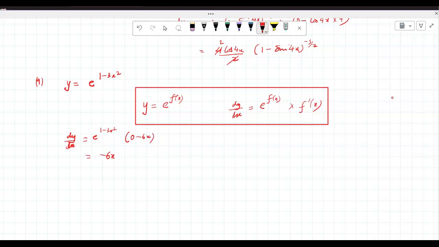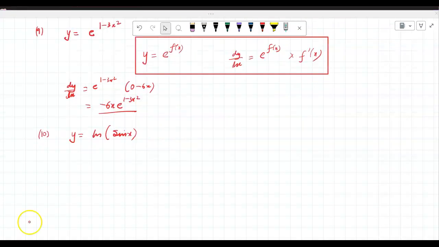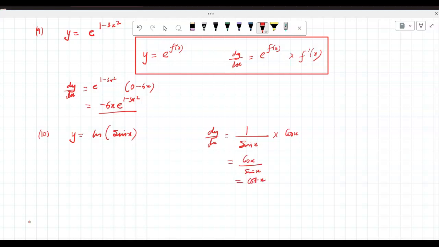It becomes slightly difficult to see this because your powers are powers. When you take the derivative of the outer function ln, it is 1 over sine x into the derivative of the inner function, cos x. So cos x over sine x, which you can write as cot x.